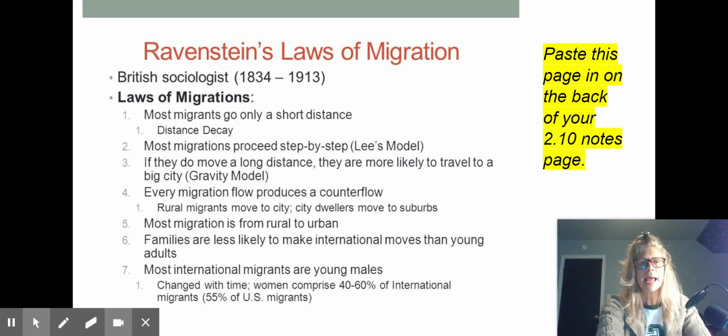Okay. That has changed over time. You start to see women migrating more than in the past. And it does say that women comprise about 40 to 60% of international migrants. So kind of an interesting stat there.